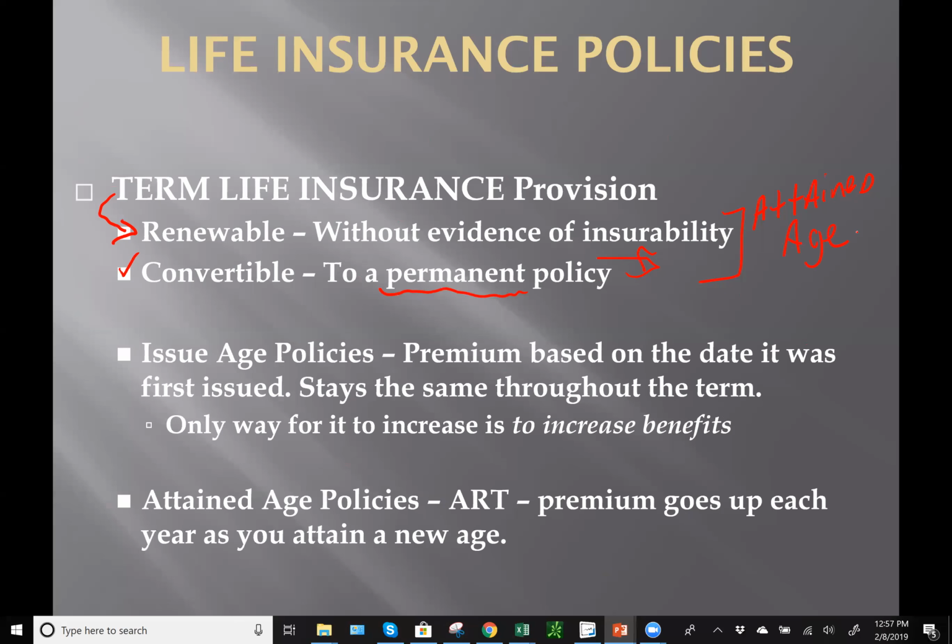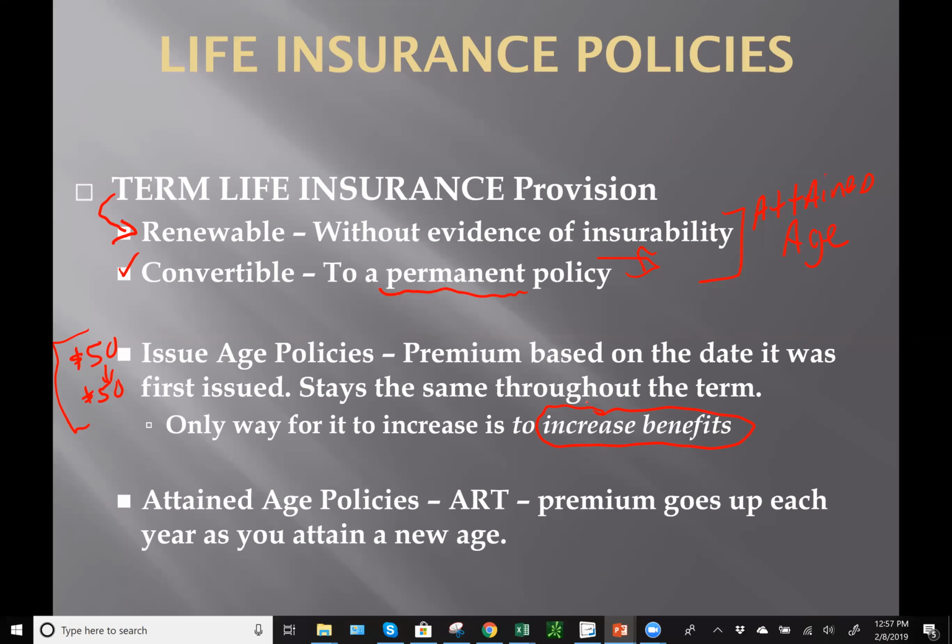On an issue age policy, the premiums are based on the date the policy was first issued, and they do not change throughout the term. So it's a level premium throughout the term. Let's say it starts at $50 a month and it ends at $50 a month. The only way for that premium to go up anytime during the term is if they wanted to increase their benefits. So let's say instead of a $100,000 death benefit, they wanted to increase it to $150,000. Obviously they would have to pay the extra money for that coverage.